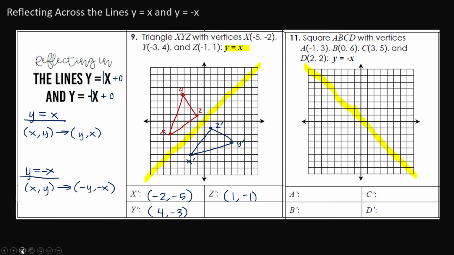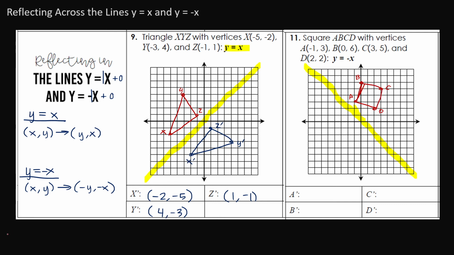Let's try out number 11, where we're reflecting across the line y equals -x. So A is at (-1, 3). B is at (0, 6). C is at (3, 5). And D is at (2, 2). So we've got a square here, A, B, C, D.